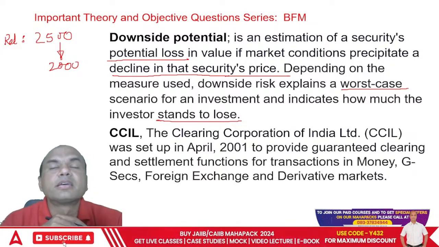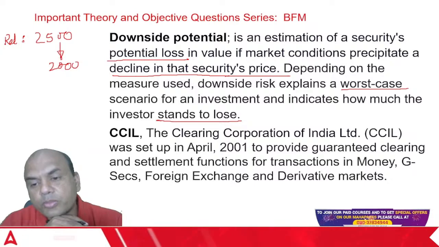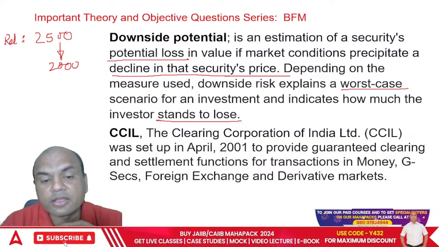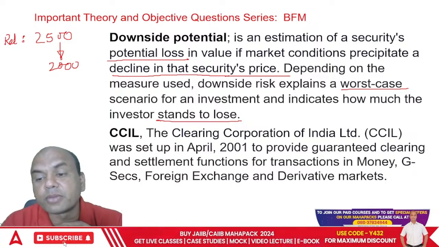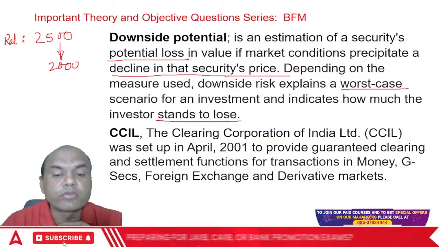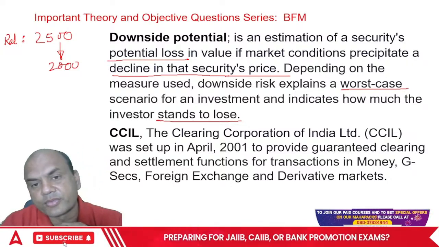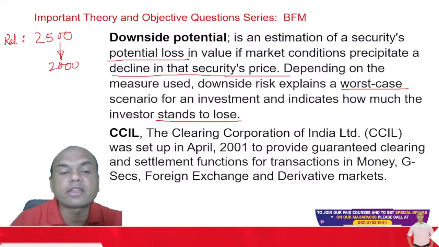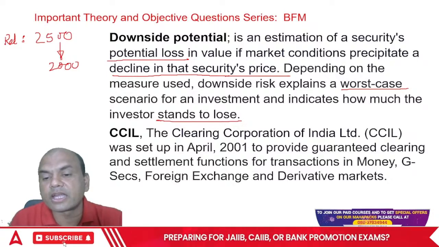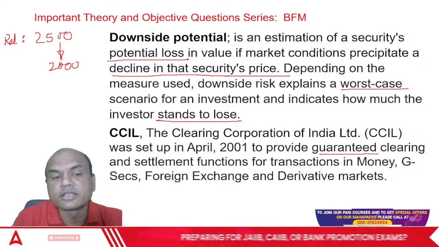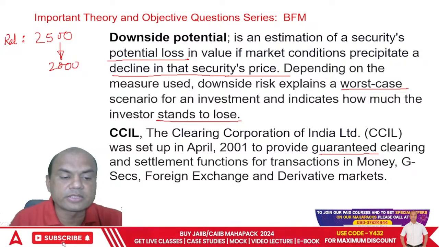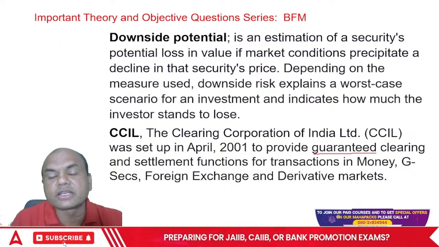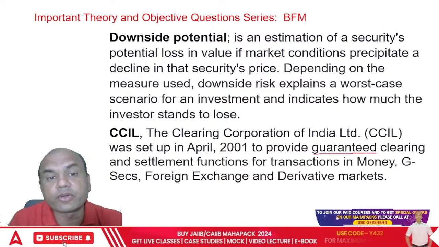Next is CCIL. The Clearing Corporation of India was set up in April 2001 to provide guaranteed clearing and settlement functions for transactions in money, government securities, foreign exchange and derivative markets. Remember, here it's not talking of the stock market. It provides guaranteed clearing. What do you mean by guaranteed? Guaranteed clearing over here means settlement risk is nullified.